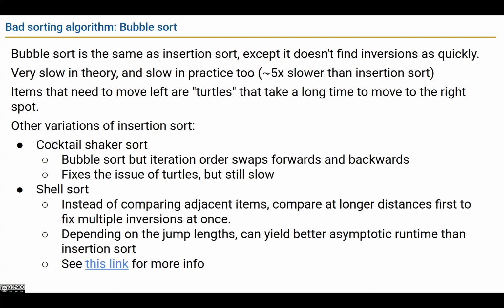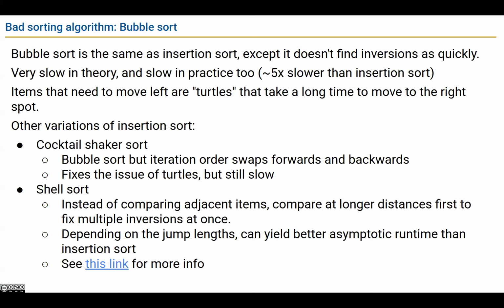The reason is that moving things left takes a really long time. Because you have a single pass through, it moves a lot of things to the right really quickly, but it moves things to the left only one space at a time for each of these passes. So these turtles are really, really slow to move over, and it takes a long time to move them.